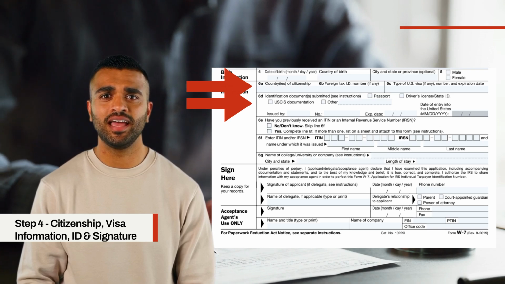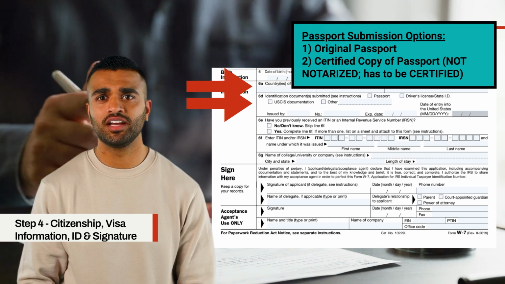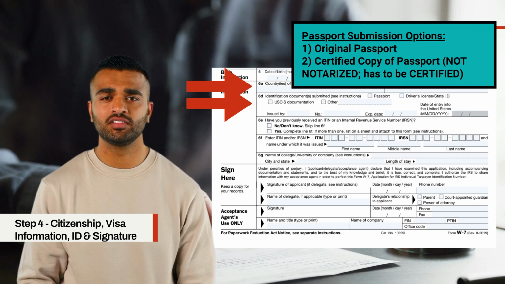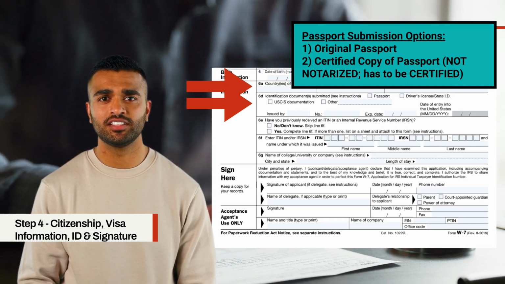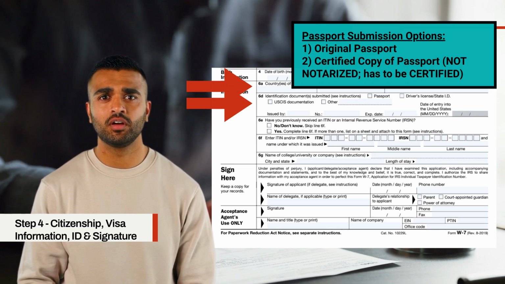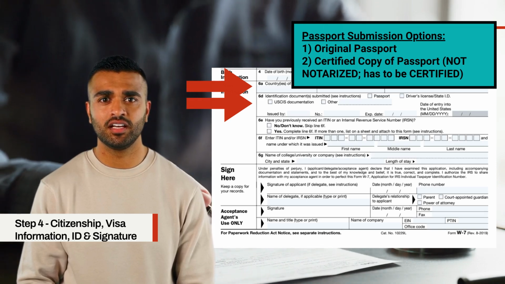Now, if you're using a passport as your identification document, you have two options. You can either submit your original passport or a certified copy of it. If you don't want to send your original passport, you'll need to get a certified copy from the passport issuing agency, like the passport office or a consulate. Remember, notarized copies aren't accepted. You need a certified copy from the issuing agency.